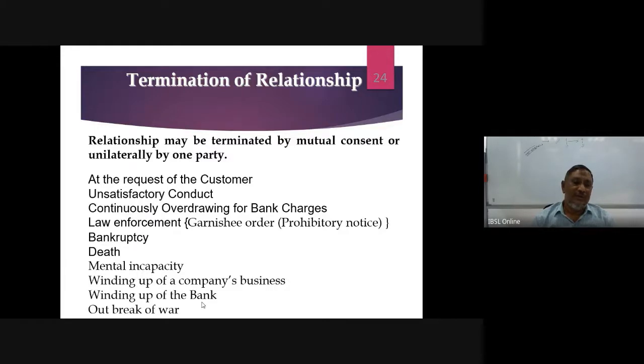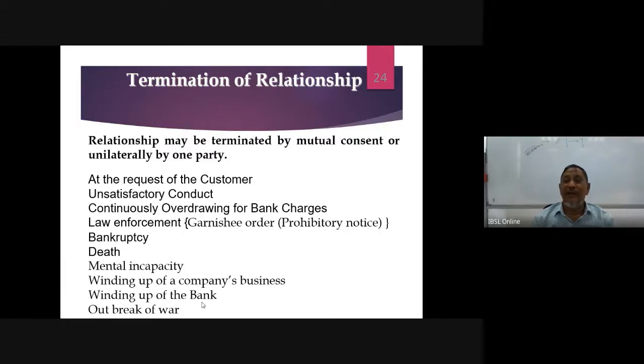If it's a current account that is not operated properly, with check returns, frequent ODs, and the bank's commission not paid, settling is overdue, which are considered unsatisfactory conduct. If a current account shows unsatisfactory conduct, we should give 14 days notice and close down that account. Frequent check returns, frequent ODs, accounts overdrawn for bank charges and not settled, those are unsatisfactory accounts. So give 14 days notice and close those accounts. So unilaterally the bank can close those accounts. Continuously overdrawing for bank charges is included; we can close those accounts.